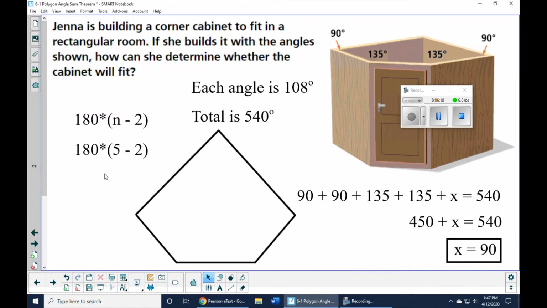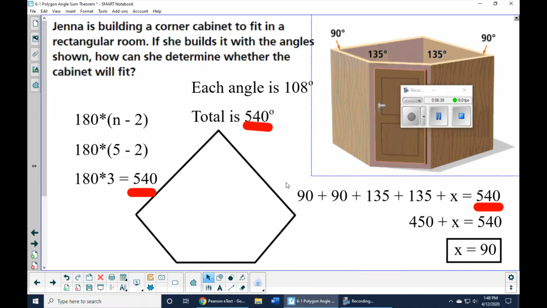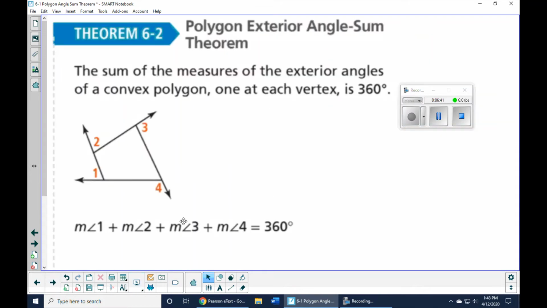Shape. Okay, which would mean that would leave us with 180 times 3, which is 540. That's where that 540 came from, just in case anyone was still wondering where this number came from. 540, that was right here. Okay, the total is 540 degrees. Red lines everywhere for 540. Okay, let's go ahead and continue with this.